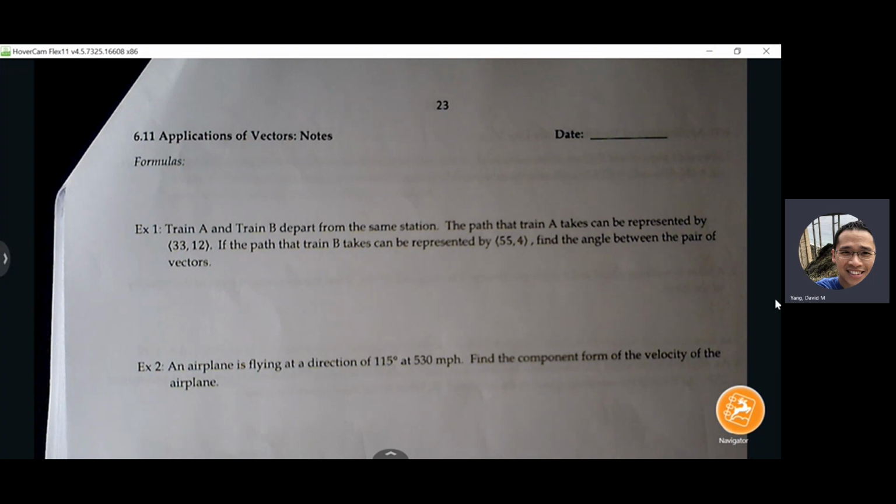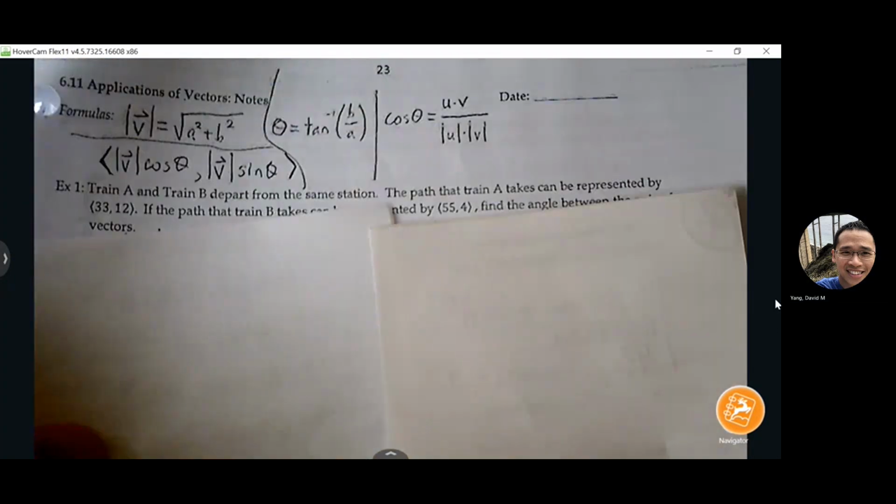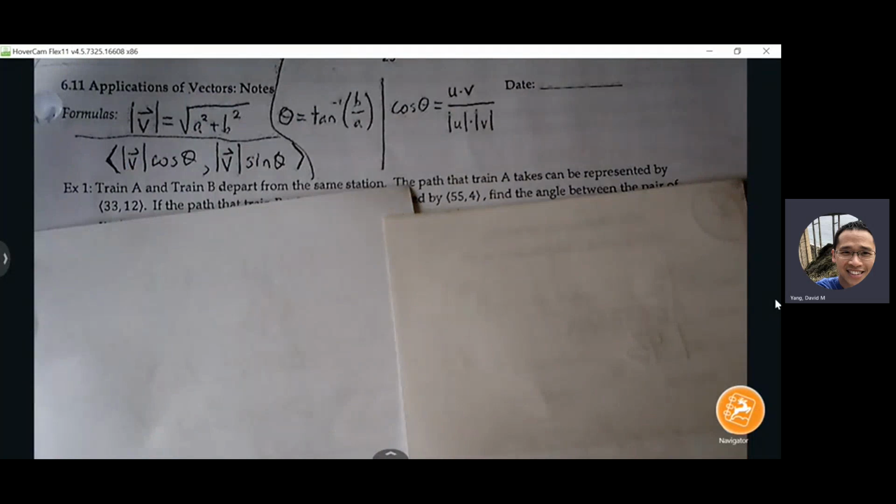Hey, guys, we're on page 23. We're working with these word problems, but relying on all the same formulas that we've seen before. So have you guys copy these down here? You can also refer to the back of your summary sheet, back of the calendar. The summary sheet has all the formulas. So we've been using magnitude, which is Pythagorean theorem, inverse tangents, magnitude cosine theta, magnitude sine theta, to go from direction and magnitude back to component form, and then also angle between two vectors.